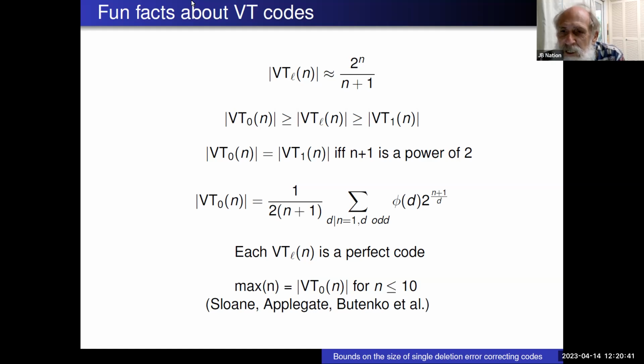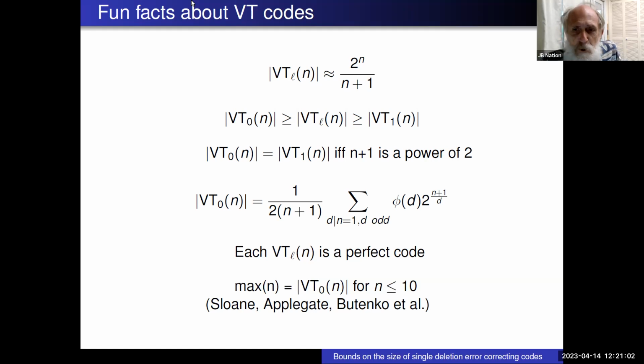Now, each VTL is a perfect code, meaning that all the n minus one element words appear as deletions of these things. That's one way of proving that it's, in fact, an error correcting code. Okay.